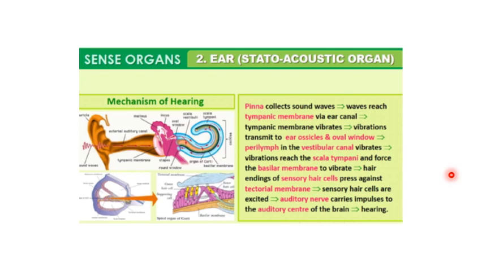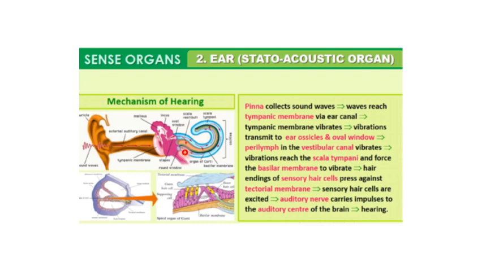Now let us understand how the mechanism of hearing occurs. The pinna collects the sound waves. The waves reach the tympanic membrane by the ear canal. The tympanic membrane will vibrate. The vibrations will be sent to the ear ossicles and the oval window. The perilymph in the vestibular canal will then vibrate. The vibration will reach the scala tympani and force the basilar membrane to vibrate.